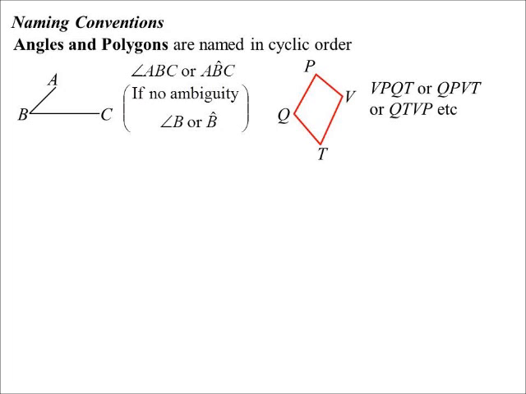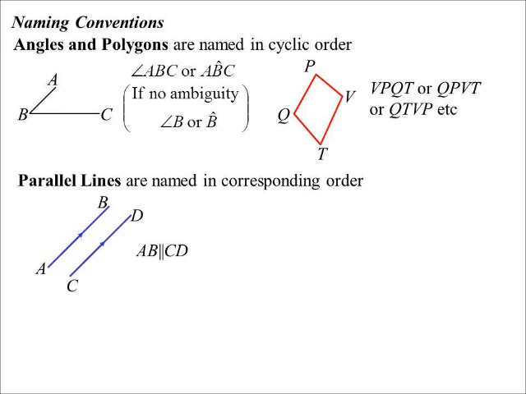So there's my quadrilateral. Lots of different names I could call this because it's cyclic. It doesn't matter whether you go clockwise, doesn't matter whether you go anti-clockwise. So it could be VPQT, QPVT, QTVP, and so on and so on, as long as you're going around in the right order. Parallel lines, when we talk about parallel lines, name them in the corresponding order. So in a situation like this one, I would say AB is parallel to CD, not AB is parallel to DC. Right? So name them in the same order that the lines are going.